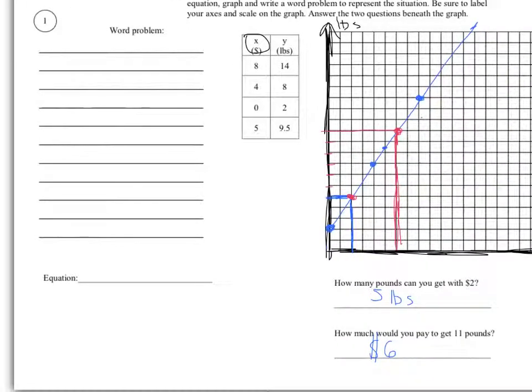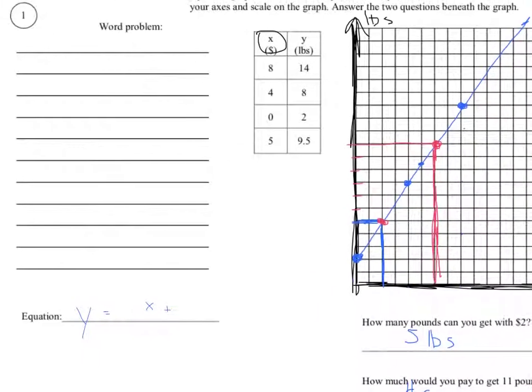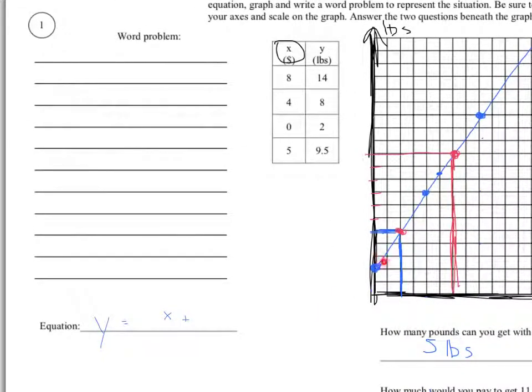Now, coming over here, we've got the word problem and the equation left to right. So looking at the equation, we know we need it to be y is equal to x plus something. We do know the y-intercept. In fact, we know the y-intercept a couple of different ways. One, we see it clearly graphed over here. Two, we know it's the y when x is equal to 0. So it's 2.